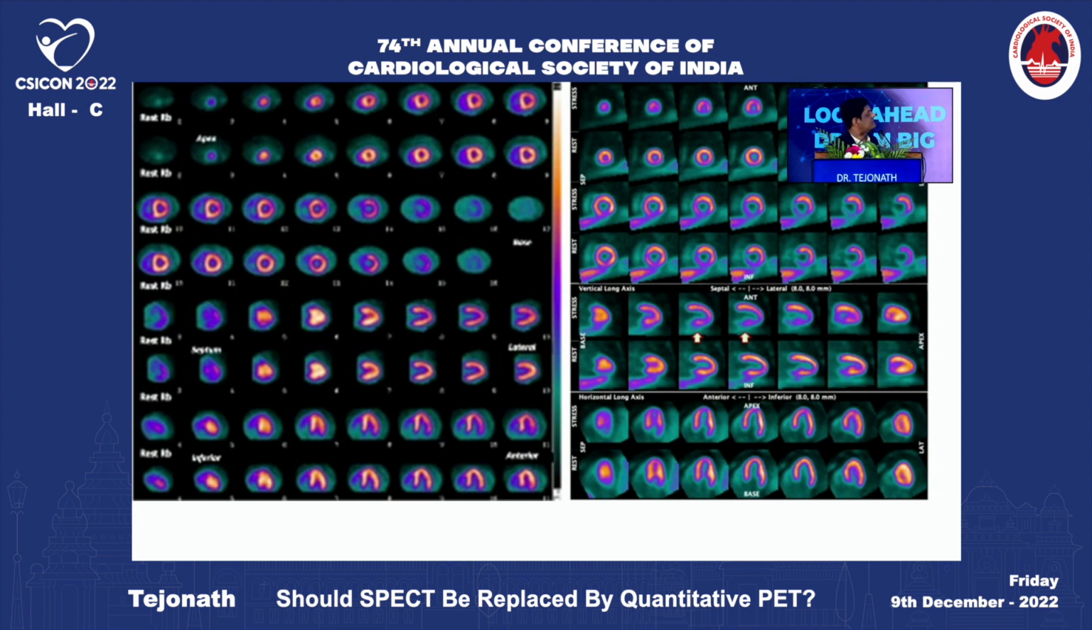So this is the rubidium imaging, and this is the ammonia. You can see the crisp images, very good attenuation correction and no attenuation correction artifacts. All the segments of the myocardium could be seen very clearly, and the ischemia could be assessed very cleanly.